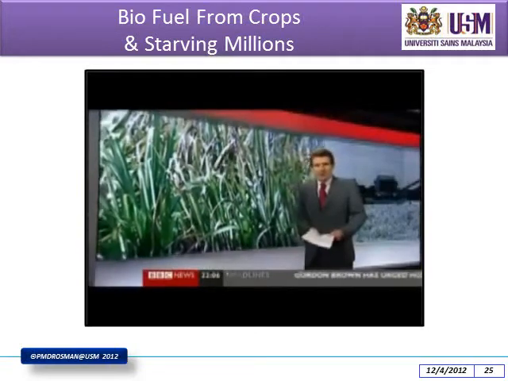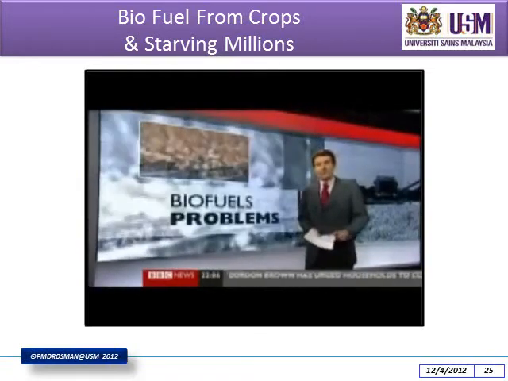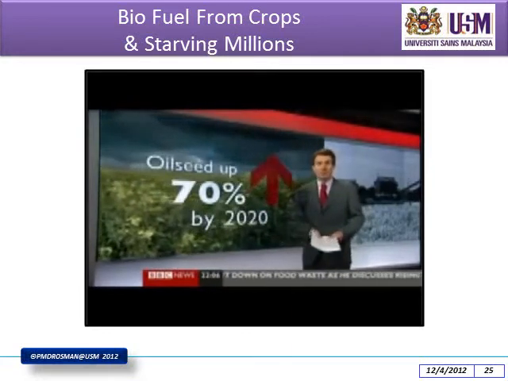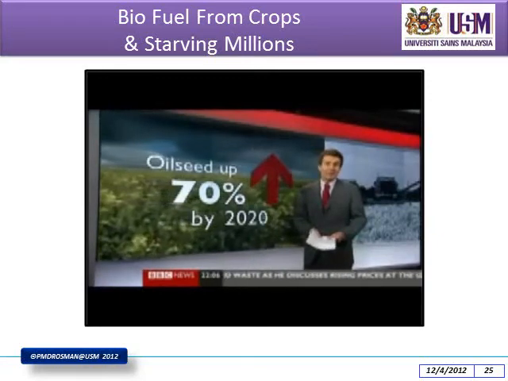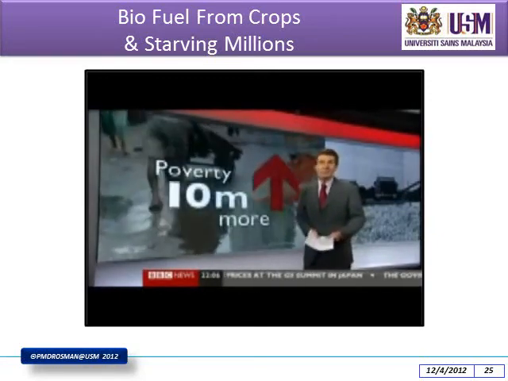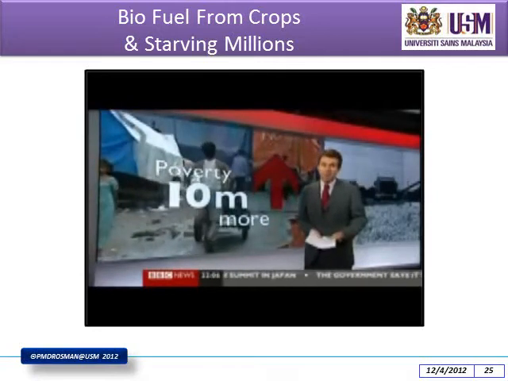The report says biofuels can help fight climate change, but they're forcing up food prices. Oilseeds could go up 70% in some parts of the world by 2020, hitting the poorest hardest. In India alone, an extra 10 million people could be driven into poverty.